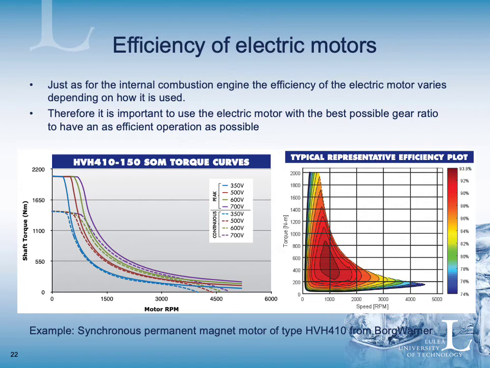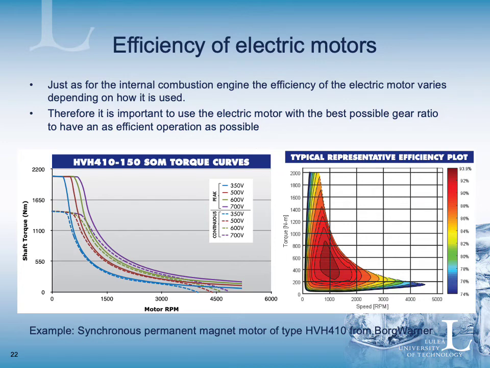Therefore, it's important to use the electric motor with the best possible gear ratio to have an efficient operation as possible. Here we can see one example of an electric motor made for the vehicle industry. And actually, if we look here to the right, it looks fairly similar to the BSFC of an internal combustion engine. This is made for heavy duty traffic, so we have very high torques in this case. You can see they go up to 2000 Newton meters.